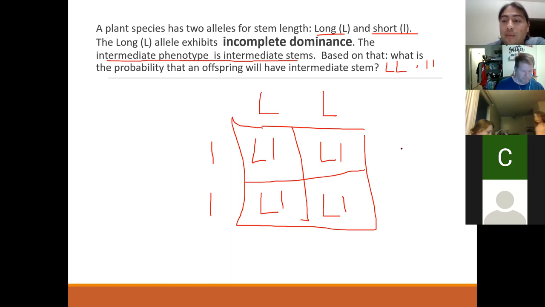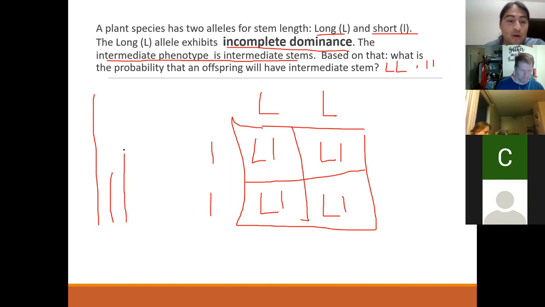So if you can see over here, 100% of them are going to be heterozygous, right? So no homozygous dominance, no homozygous recessive at all. We're going to get 100% heterozygous. But since they show incomplete dominance, these heterozygous, instead of having either a long stem or a short stem, are going to show an intermediate length of stem. That's what this example is trying to tell you. So we're going to get an average with incomplete dominance, right? That makes sense to everyone?